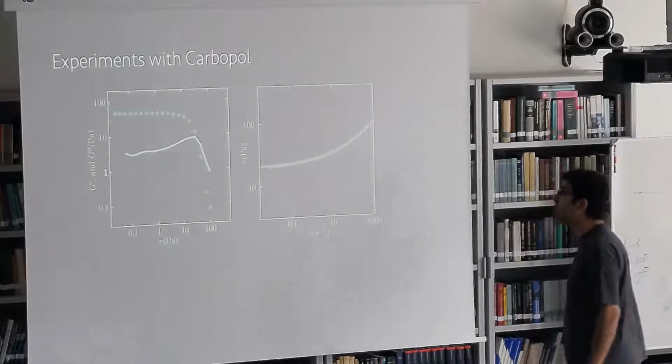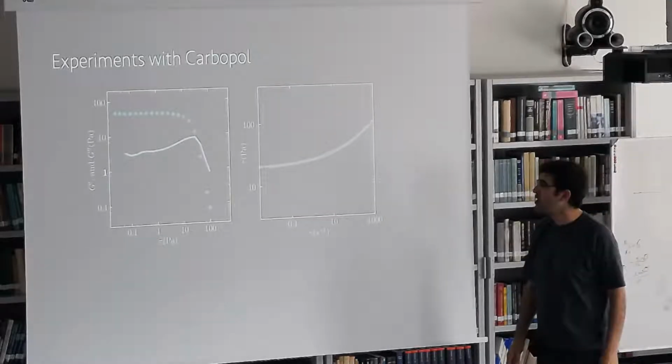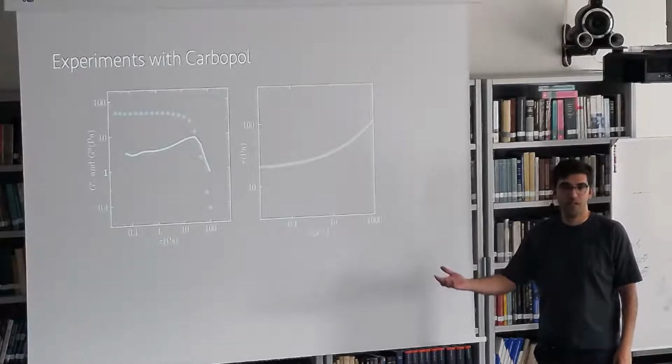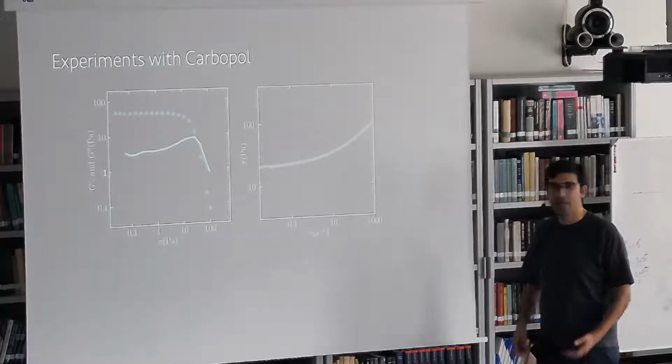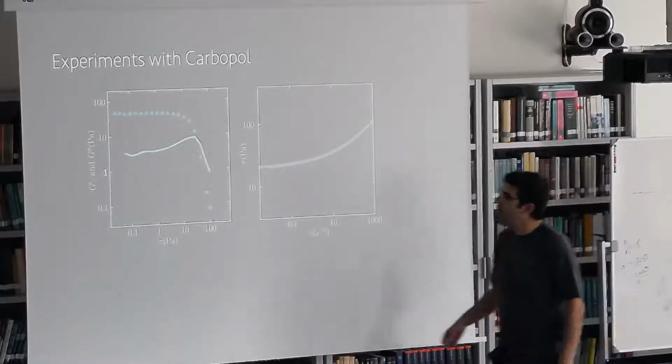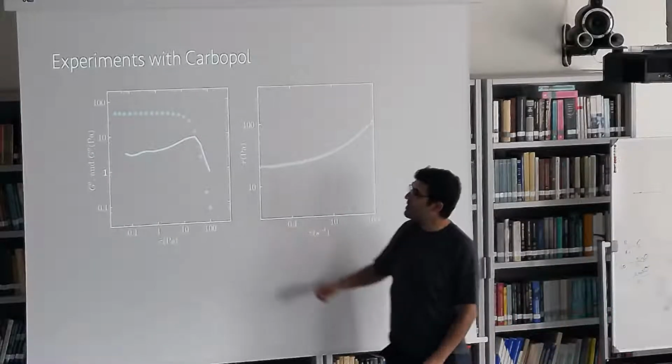So the materials we use are Carbopol gels that you might have heard about. These are basically hair gel. If you buy commercial hair gel, it is Carbopol gel. Many of the hand sanitizers that we used in the past 2 years are the same thing. Here is the rheology of them.